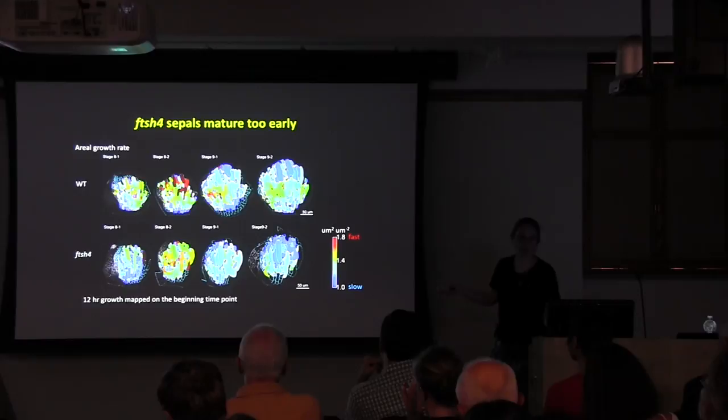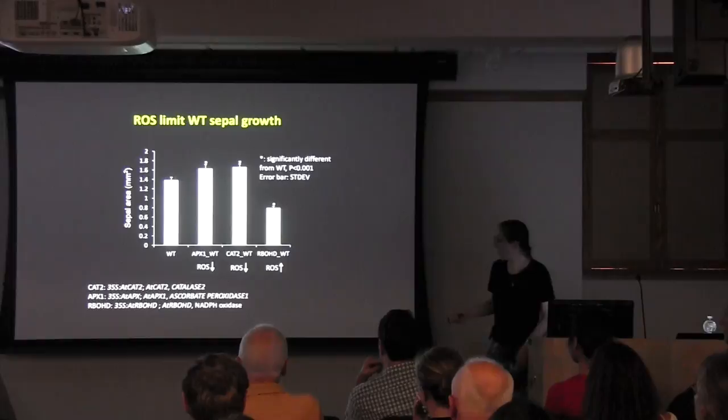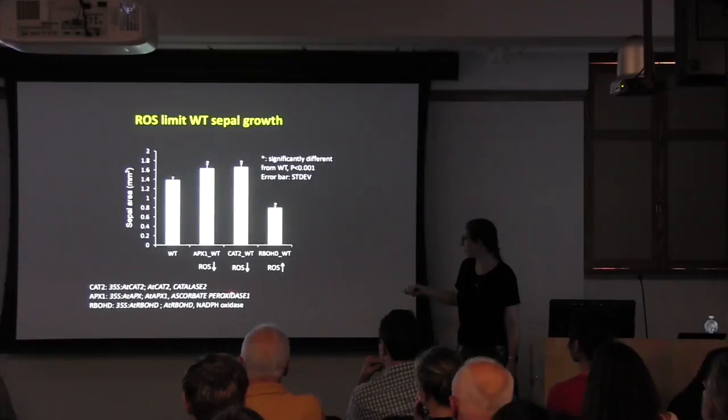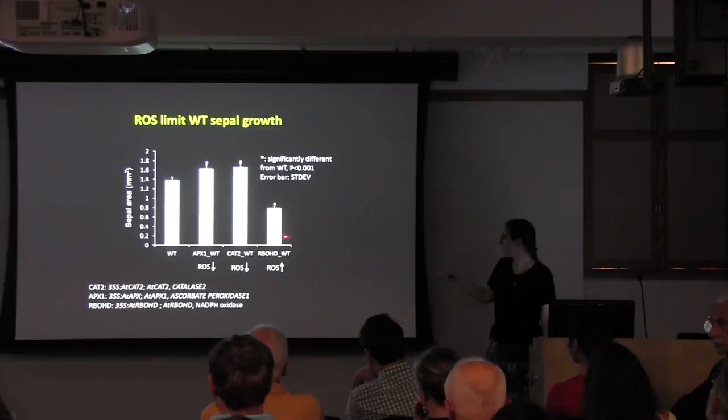So it's maturing early. If ROS is really acting as the signal terminating growth in wild type, it should increase sepal size if we remove the ROS in wild type. So we take our wild type plants and overexpress either ascorbate peroxidase or catalase, and we can get larger sepals just by reducing the reactive oxygen species in wild type. Whereas if we overexpress RBOHD, which is an NADPH oxidase and produces too much ROS, then we get smaller sepals.